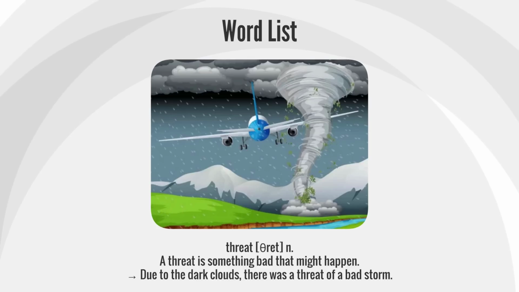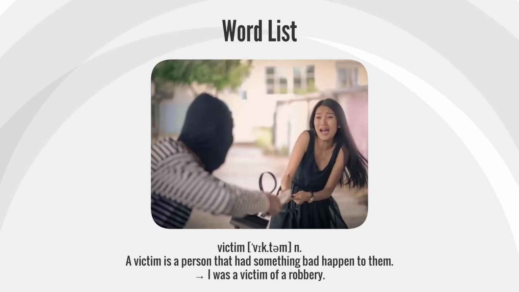Threat. A threat is something bad that might happen. Due to the dark clouds, there was a threat of a bad storm. Victim. A victim is a person that had something bad happen to them. I was a victim of a robbery.